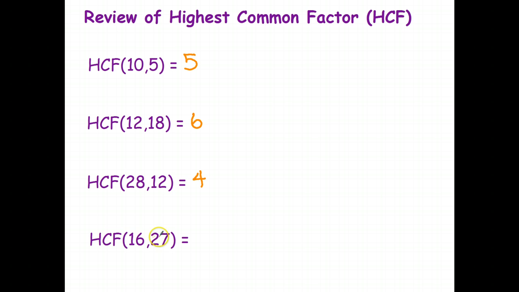The last one, 16 and 27, well, all the factors of 16 are even numbers. 1 times 16, 2 times 8, and 4 times 4. And none of those numbers can be factors of 27 because it's odd, except for 1. So I should have said all the factors of 16 are even numbers except 1. And therefore, the highest common factor of 16 and 27 is 1.